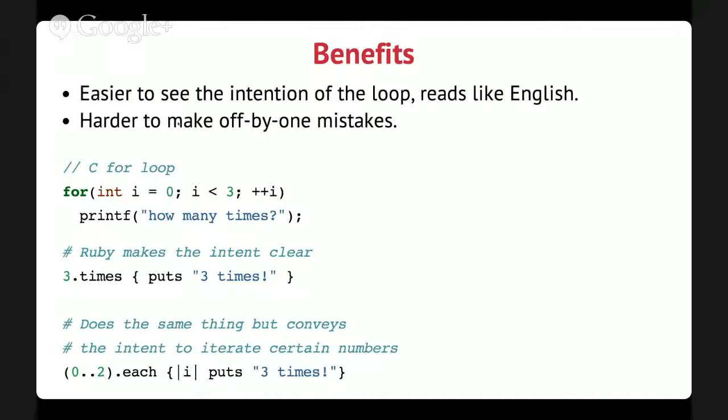But in Ruby, by using the different constructs, I can make it clear. And I can also be sure that I don't have any off by 1 errors. If I write 3 times, I have confidence that it's actually going to run 3 times. And if instead I'm actually talking about doing something on the numbers 0, 1, and 2, I can use range and then each instead. And although it does the same thing, it conveys a different intent.